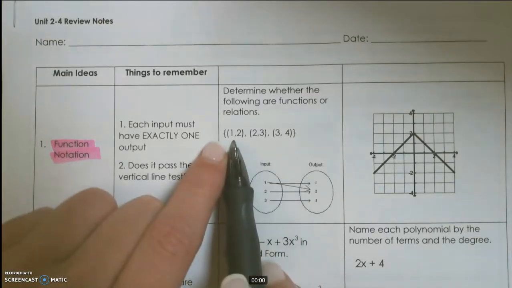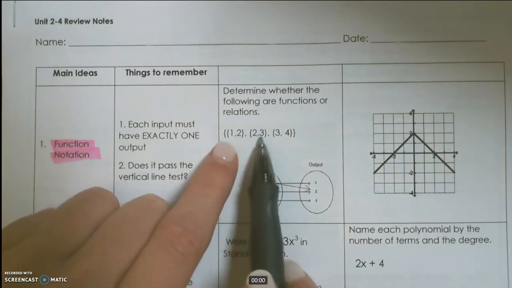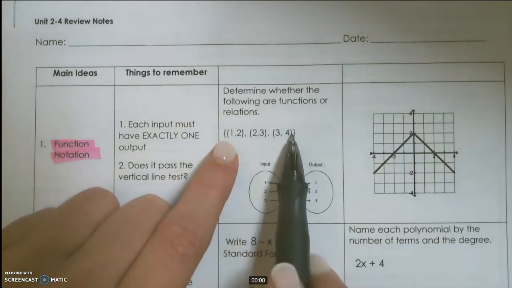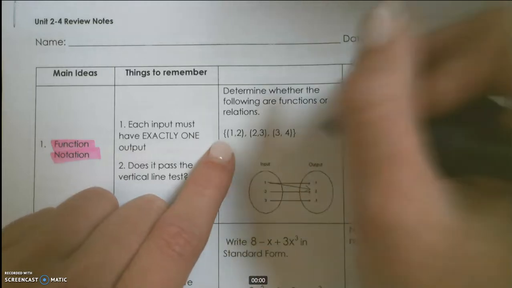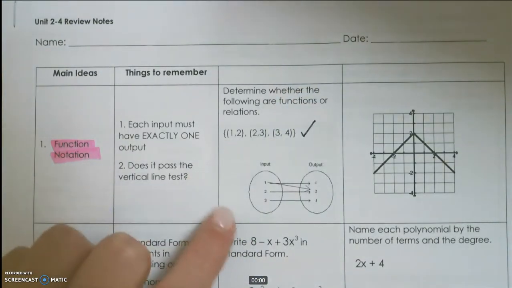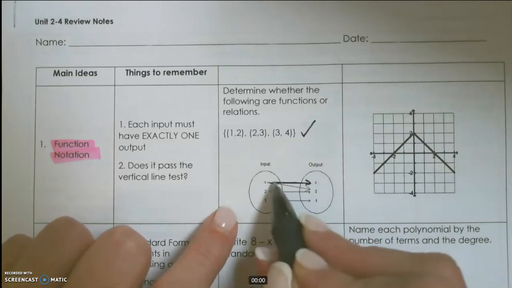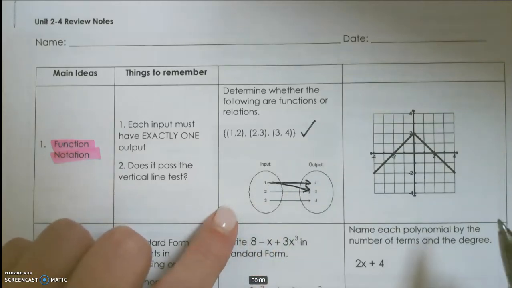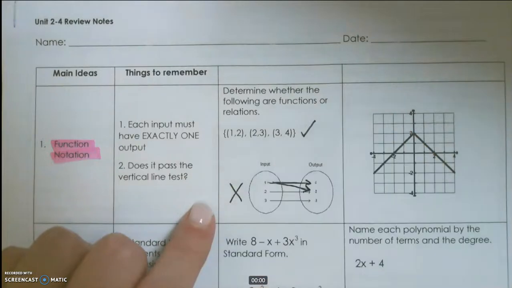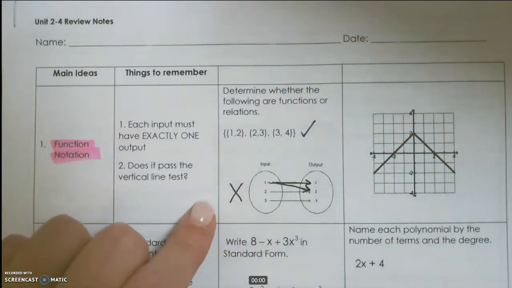When you input 1, your output was 2. When you input 2, your output was 3. And when you input 3, your output was 4. So this one is a function. Each input has exactly one output. However, in this example, when I input the number 1, my output was 4 and my output was 2. This is not considered a function. There was an input that had more than one output.